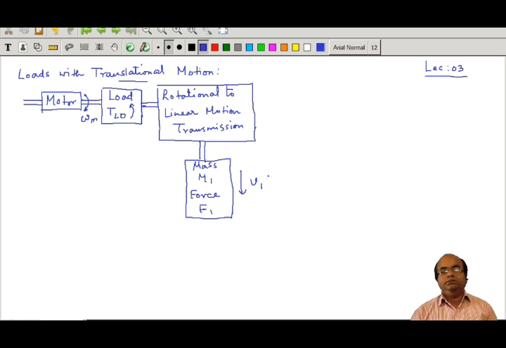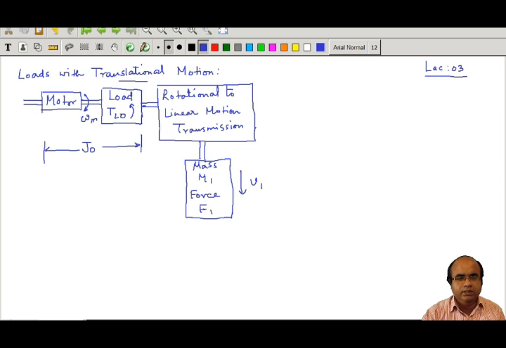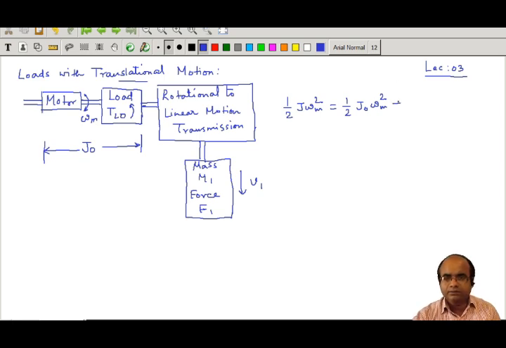Now, if I calculate the kinetic energy of the different parts, then say the equivalent inertia of this motor load arrangement is J0. Then half J omega m square is the total equivalent kinetic energy referred to the motor shaft. That is half J0 omega m square, the kinetic energy the motor will face, plus half m1 v1 square.